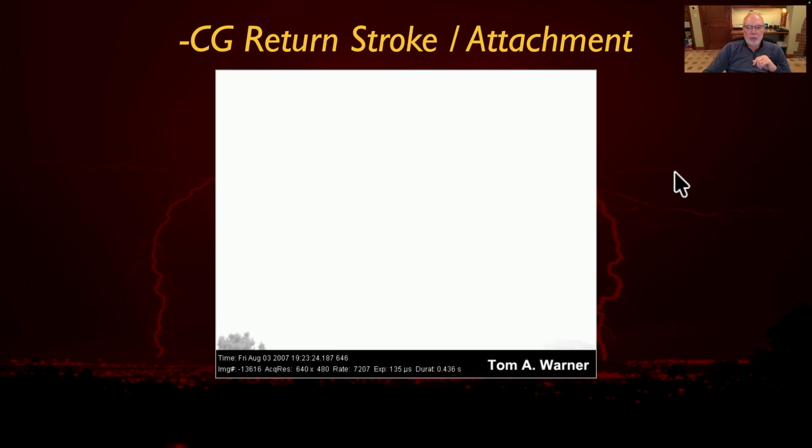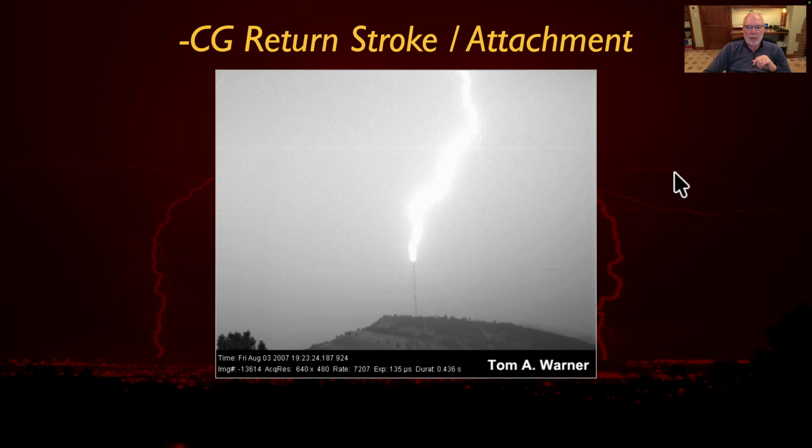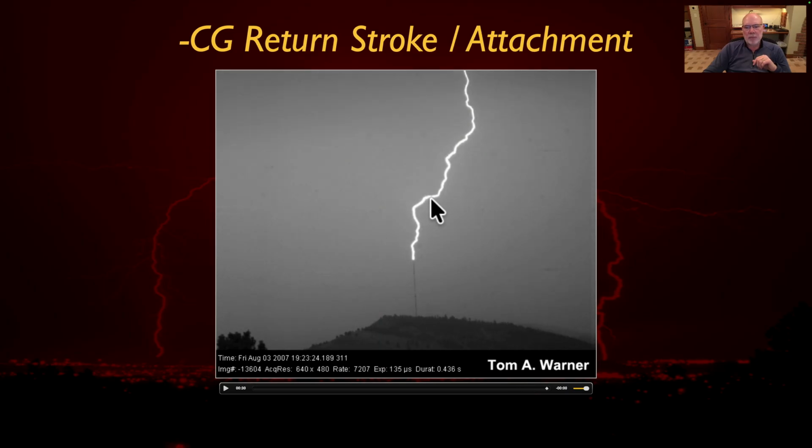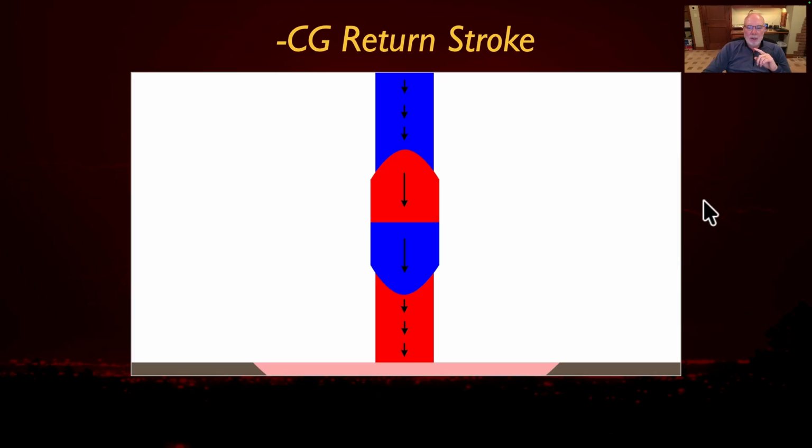There's a bright return stroke, and then it decays. And notice as it decays, there's a little bit of dimming right at the attachment point. So if we think about that, when the negative leader is coming down and the positive leader is coming up, what actually happens when those two leaders touch and meet?